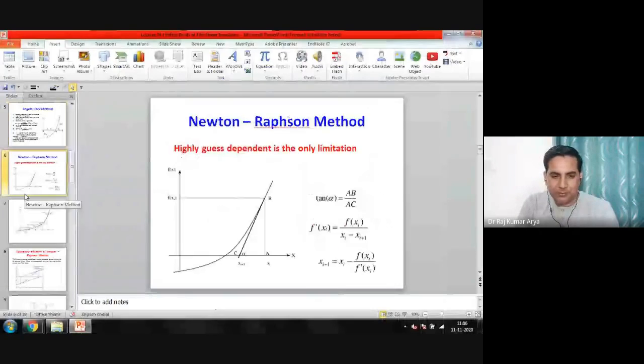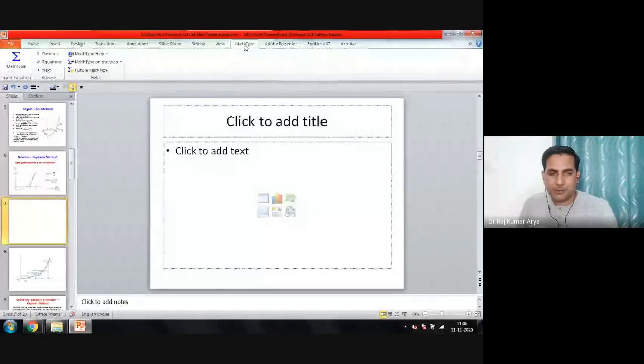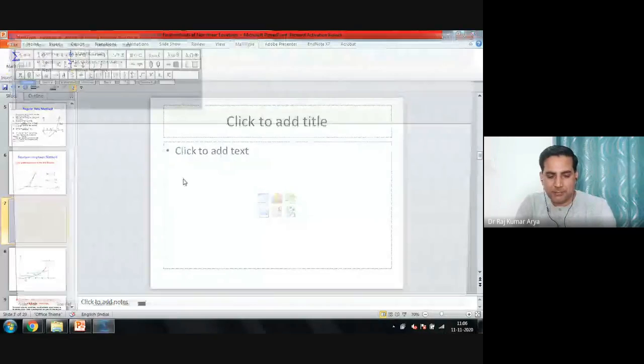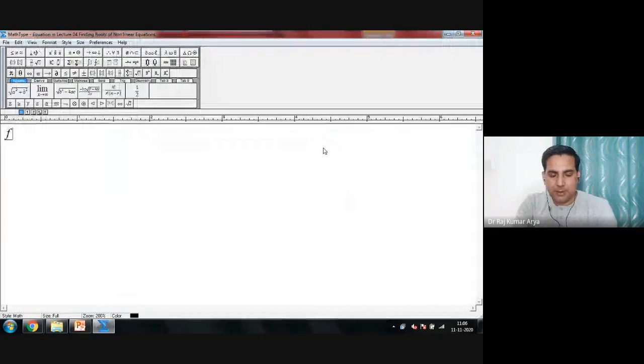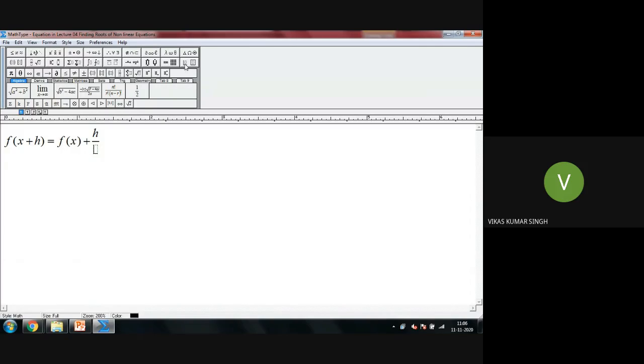Just recall it from here. You can write a function f(x + h). You can write a Taylor series expansion of that. You will get f(x) plus h upon factorial 1, or just 1.